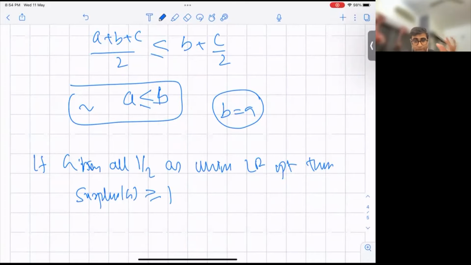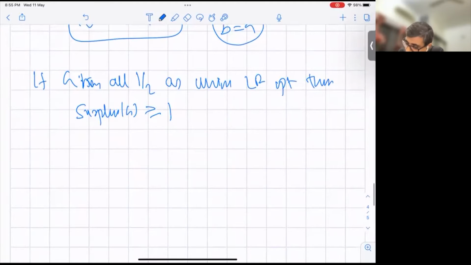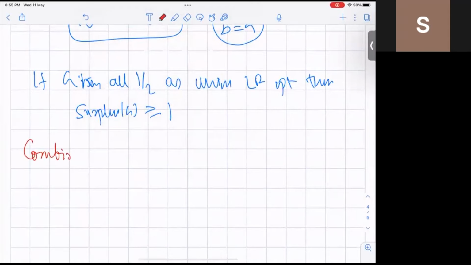So surplus and LP are related to each other in this way, right? So if you take all half as the unique solution, look at the combinatorial property you have. There is no independent set in that graph whose neighborhood is at most equal to this. You get my point? So what are we saying after this? Look at this nice combinatorial fact.